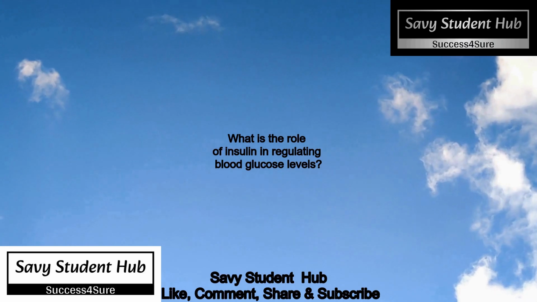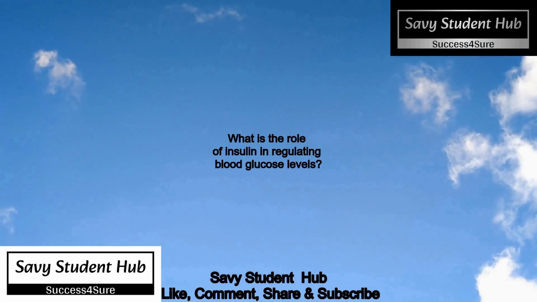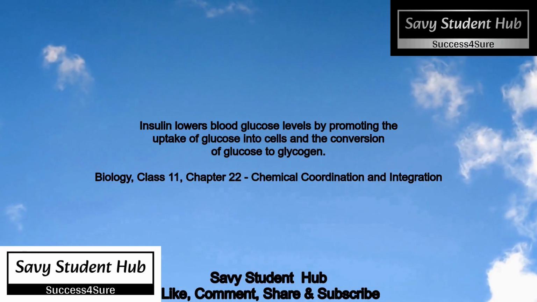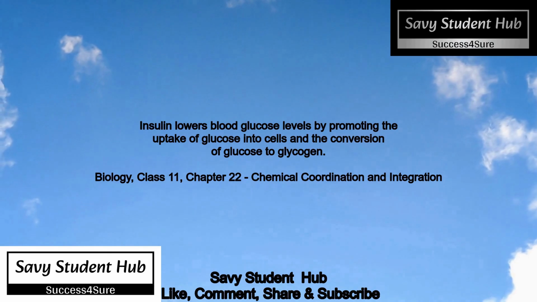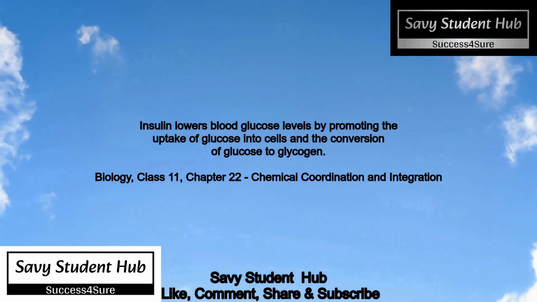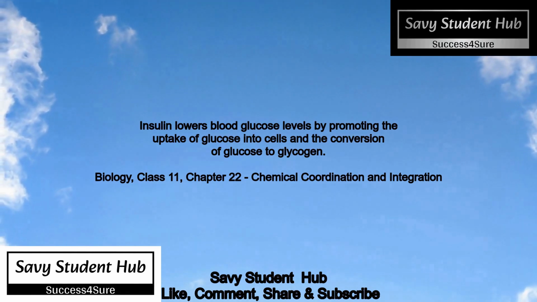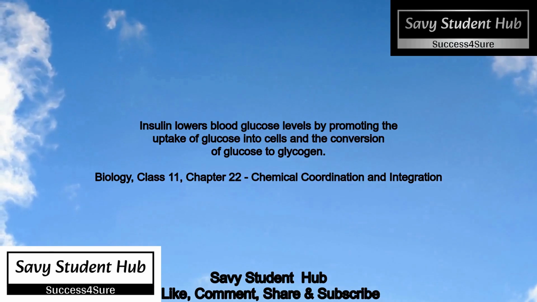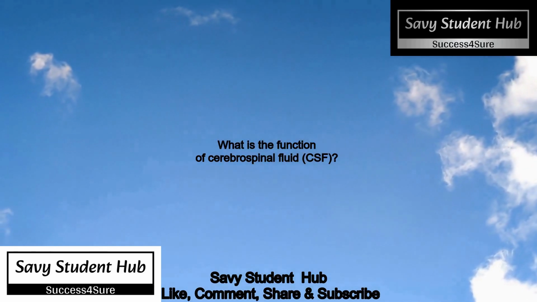What is the role of insulin in regulating blood glucose levels? Insulin lowers blood glucose levels by promoting the uptake of glucose into cells and the conversion of glucose to glycogen. What is the function of cerebrospinal fluid, CSF?